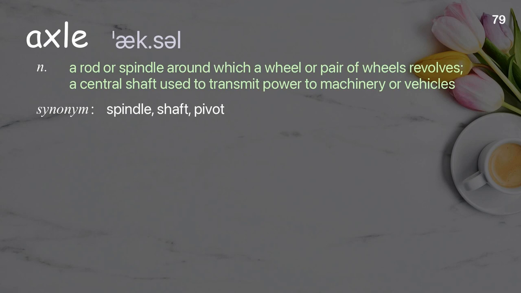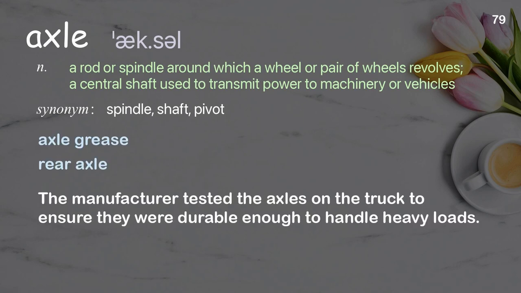Axle. A rod or spindle around which a wheel or pair of wheels revolves, a central shaft used to transmit power to machinery or vehicles. Examples. Axle grease. Rear axle. The manufacturer tested the axles on the truck to ensure they were durable enough to handle heavy loads.